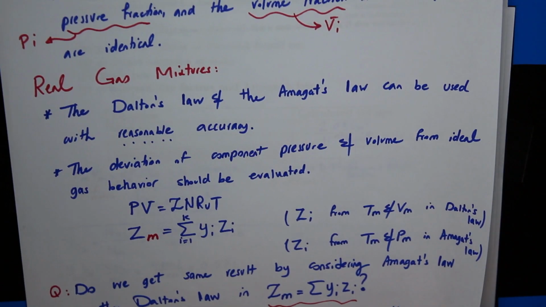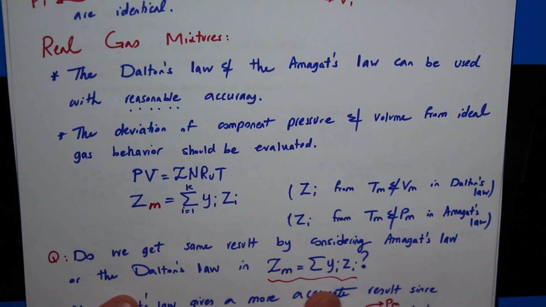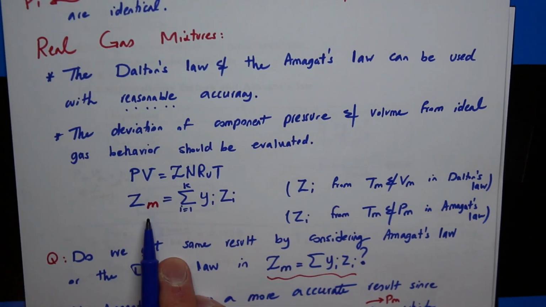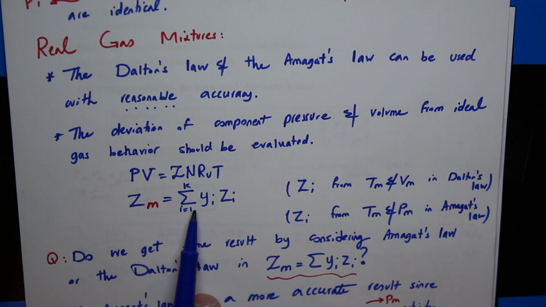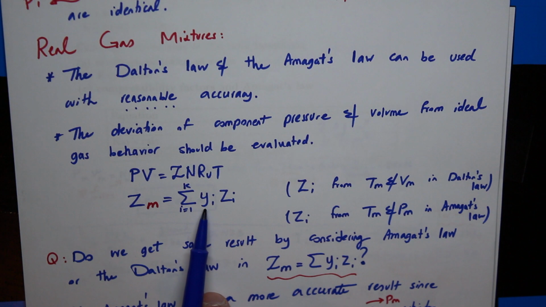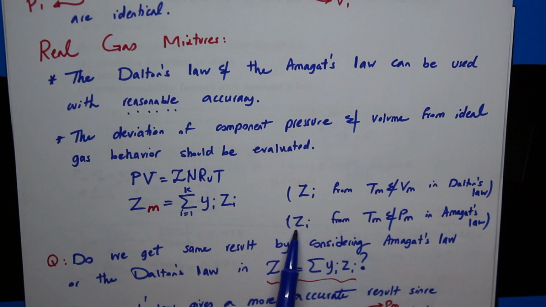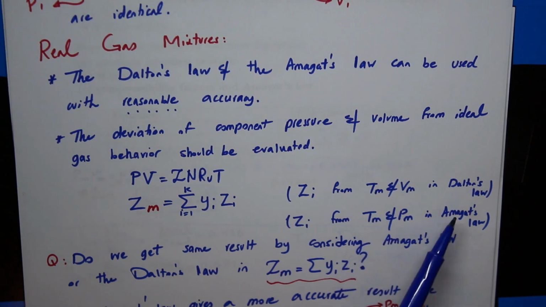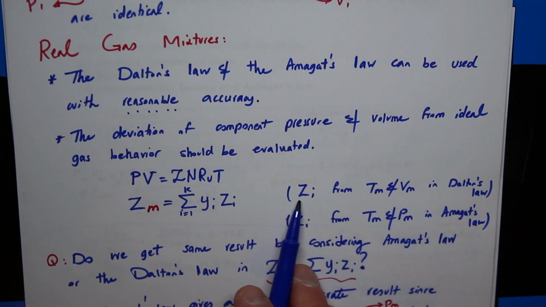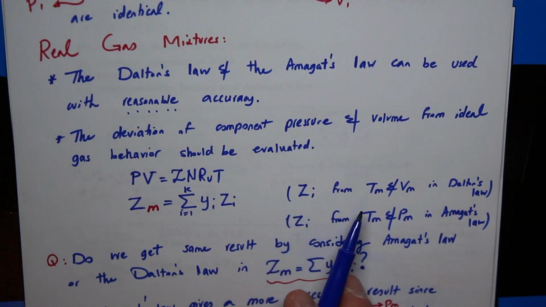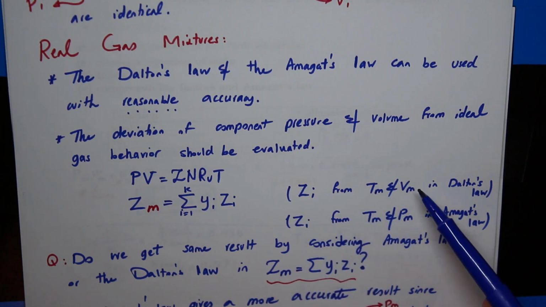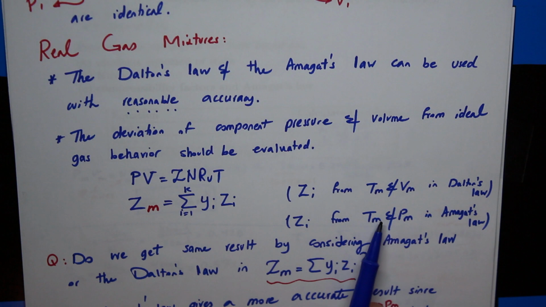In Amagat's law, we are obtaining the Z for the mixture, based on pretty much the same approach that we did for the critical values. But this time, in Amagat's law, the Zi, or the compressibility factor for each gas, is evaluated at the temperature of the mixture and the pressure of the mixture. This is in contrast to Dalton's law. In Dalton's law, we obtain Zi, the compressibility factor for each component, at the temperature of the mixture and at the volume of the mixture. But in Amagat's law, we are evaluating the Z's at the temperature and the pressure of the mixture.